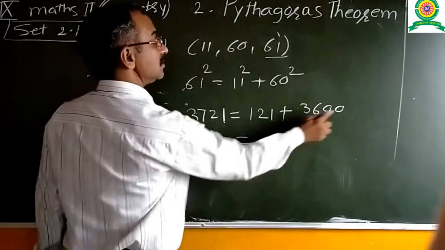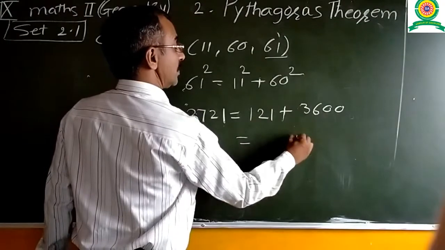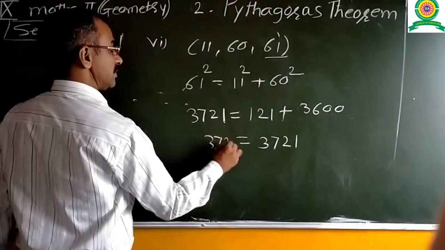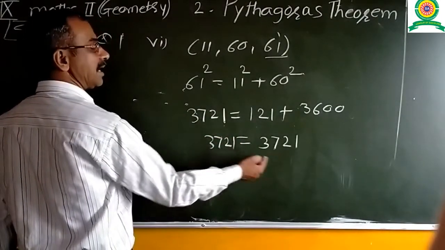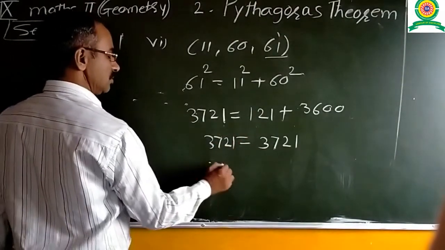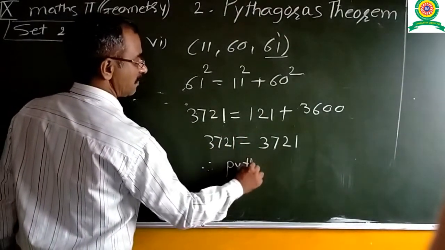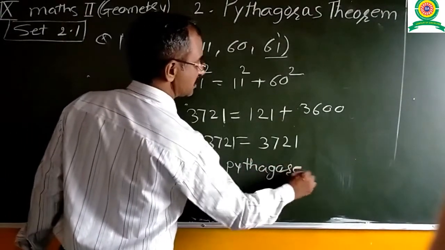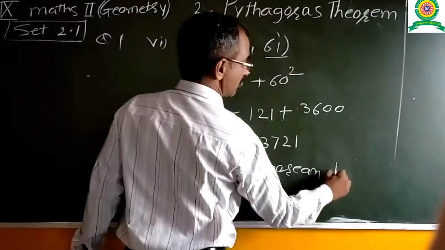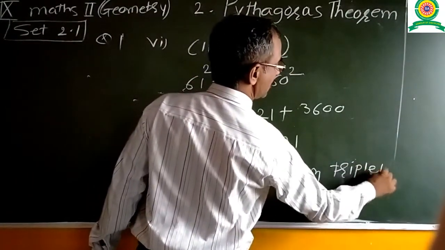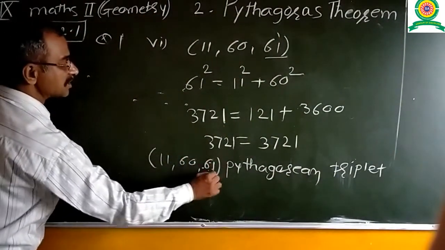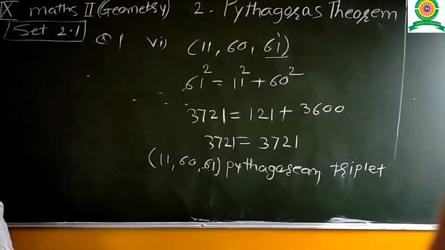Then by adding them, we get 3721. 3,721 is equal to 3,721. Both are equal, so it is a Pythagorean triplet. Therefore 11, 60 and 61 are a Pythagorean triplet. These positive integers are the Pythagorean triplet.